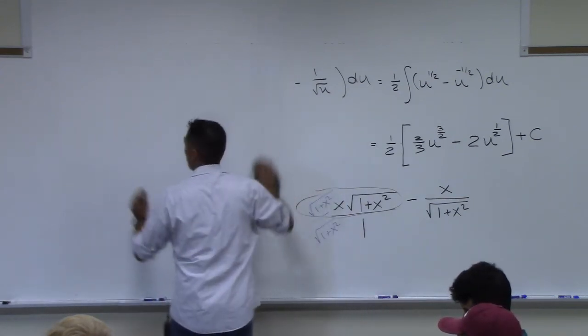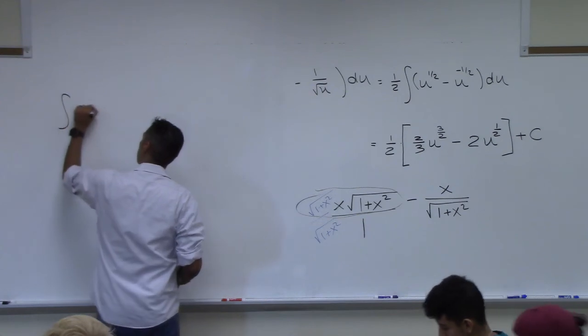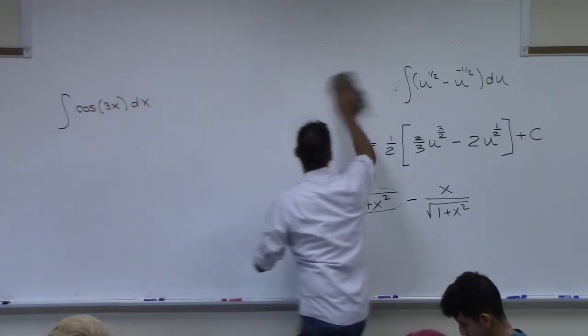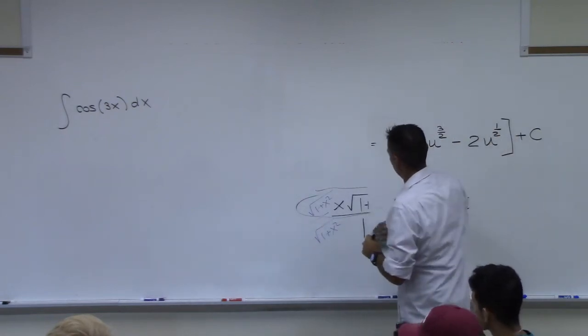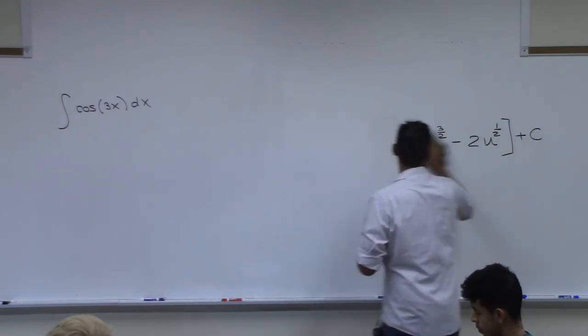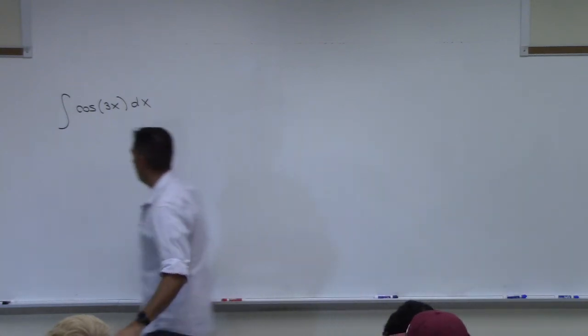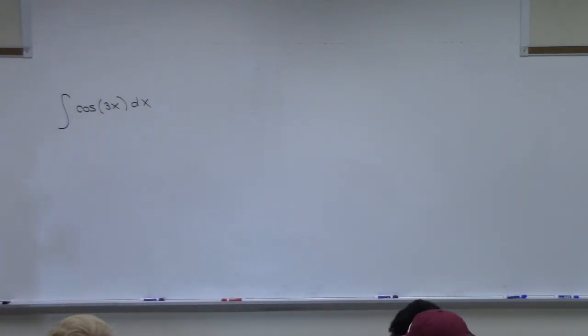Let's go back to the first problem I put on the board. Sometimes the easiest problems are the hardest to understand. So do y'all remember what I said the answer to that would be? 1/3 sine of 3x, right? Plus c.